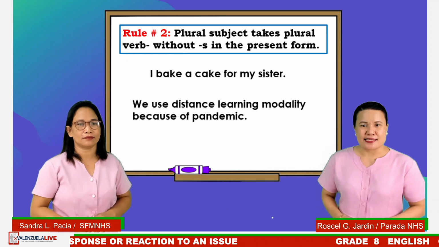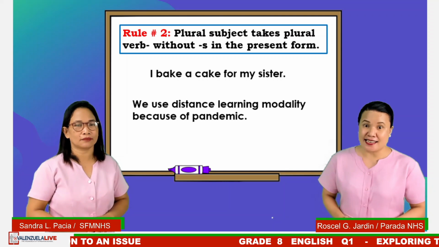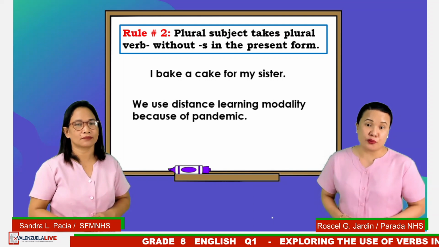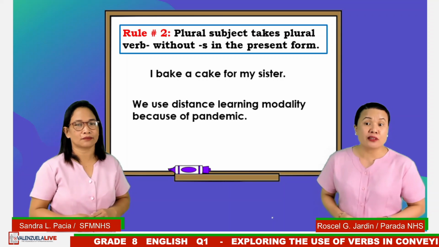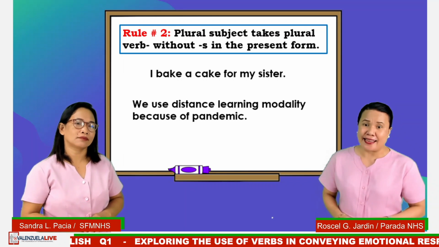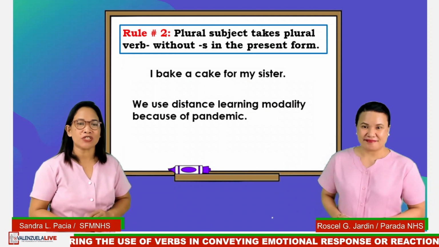We use distance learning modality because of the pandemic. In this sentence, the subject is we, which is a plural pronoun and takes the plural form of the verb use, which obviously doesn't end in S. Let's get on to rule number 3.